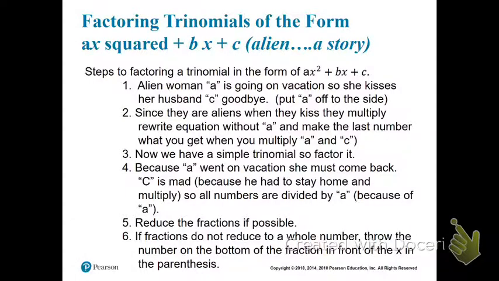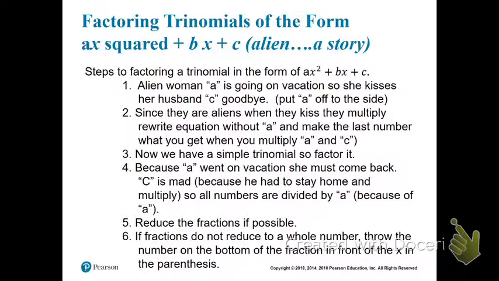What if there's a number in front of the x squared, though? So we're going to factor trinomials of the form ax squared plus bx plus c, which is what I call the alien, and I have this corny story that's going to help us remember the steps. The first thing is our alien woman, who's our A, is going to go on vacation, so she kisses her husband, the C, goodbye. And so A is going to be put off to the side. Since they're aliens, when they kiss, they'll multiply.